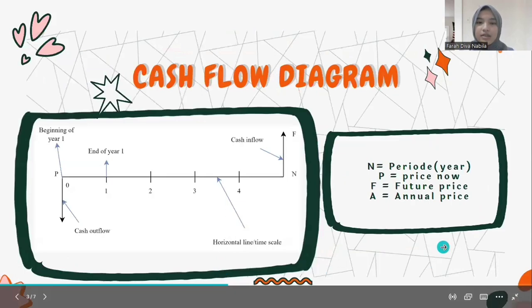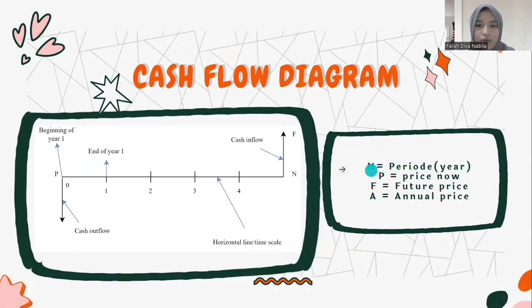So this is the example of cash flow diagram, which N is period or year, and P is price now, F for future price, and A is annual price. So this line is horizontal lines or time scale, and the zero period is a beginning of year one, and the one period is end of year one.